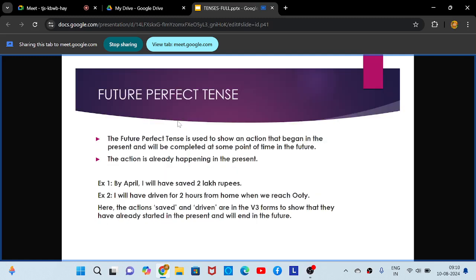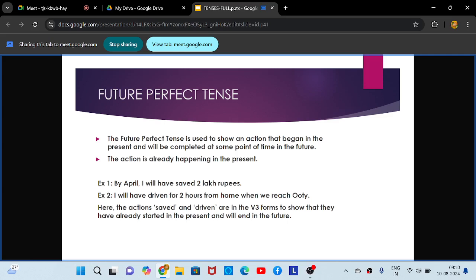Okay, now moving to future perfect tense. Future perfect tense was already described in the previous class, but it was not a detailed description. So I would like to emphasize this again. Future perfect tense is used to show an action that began in the present and will be completed at some point of time in the future.